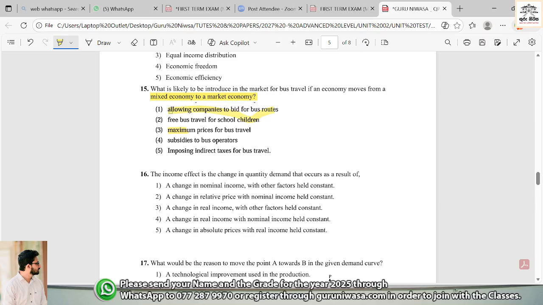Let's say the government wants to choose one supplier to supply goods and services. Let's say some stationery, right? The government wants one supplier producing stationery, supplying stationery to a government institution.